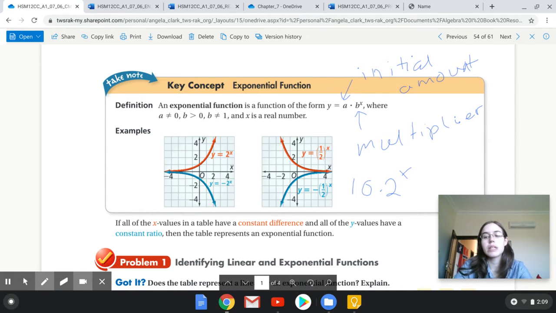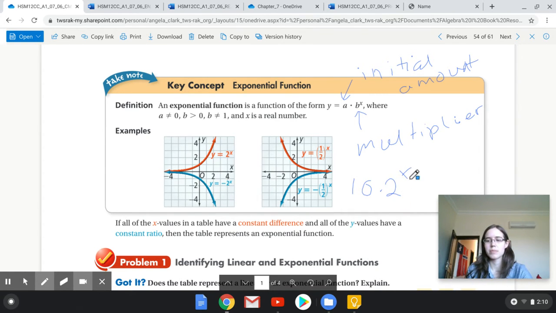I wasn't given a number of days. I don't know what it was, but that's what X would be. The number of days would go in the exponent. So often in word problems for exponential functions, the exponent is time. It's often going to be time, not always, but it will often be time because it's the number of times something has happened.